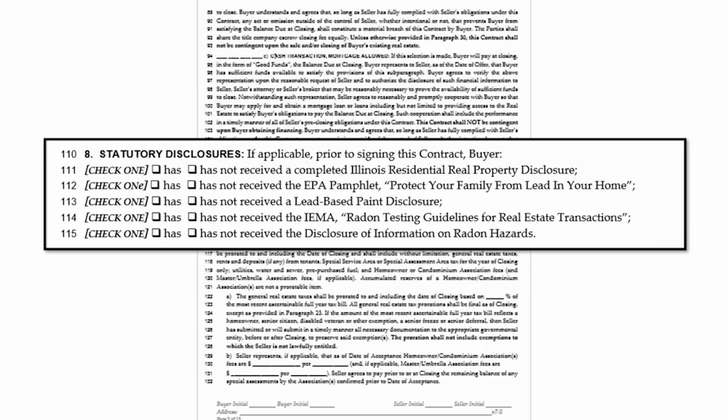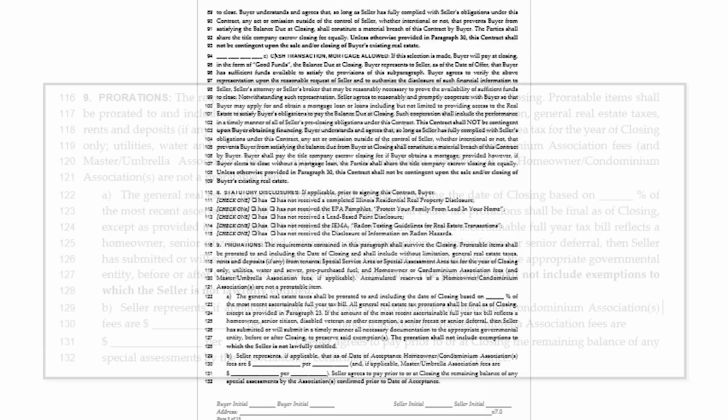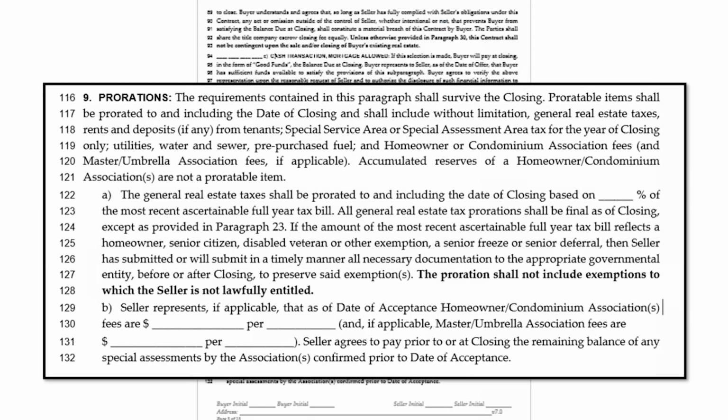In most of your transactions, you will have check marks in there as to whether or not you got it or you did not get it prior to the signing of the contract. Most of the time, by the way, you're going to find those in the MLS in the additional information pages, okay? This is the prorations paragraph.